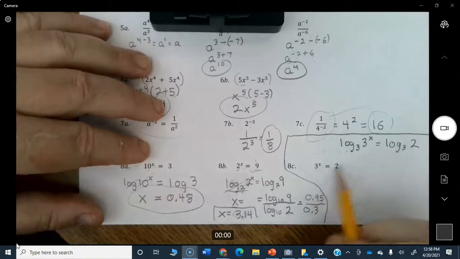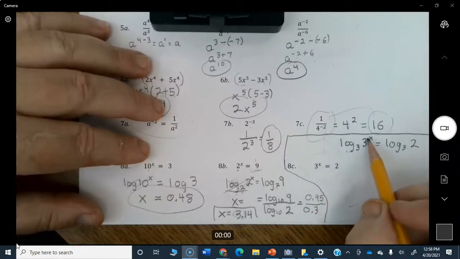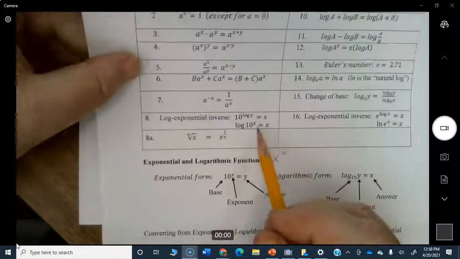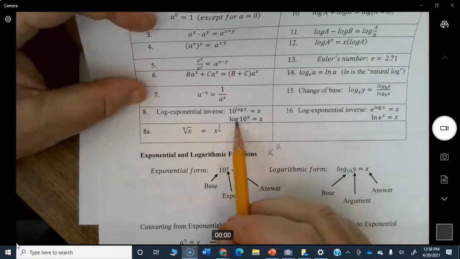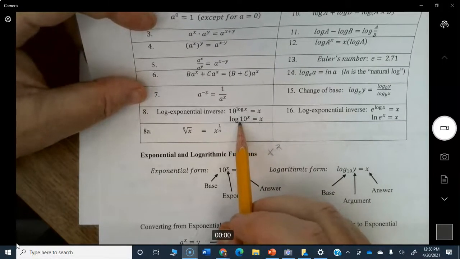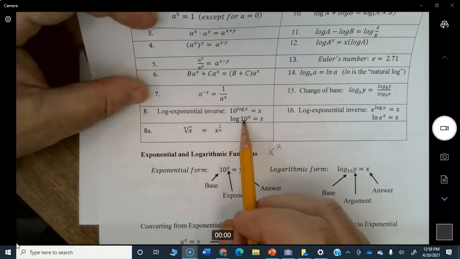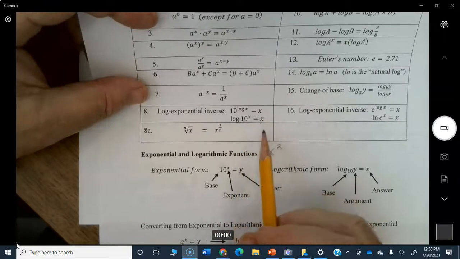So what the log of base 3 and this 3 do is they cancel each other out. They're inverses of each other. Again, we're using this principle right here. Log of base 10 of 10. So to inverse the 10, it has to be log of base 10, which that is. When you don't write anything, it is 10. So the log and the 10 inverse each other, so all you end up with is the x.